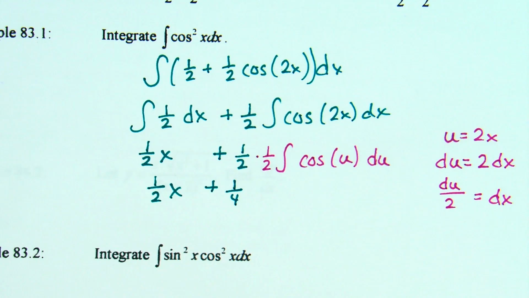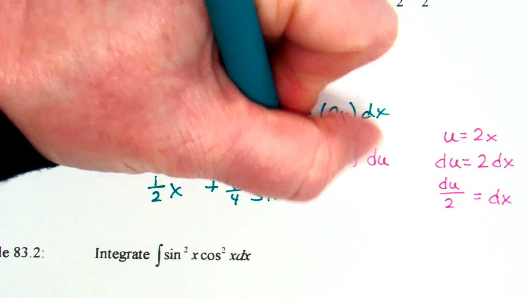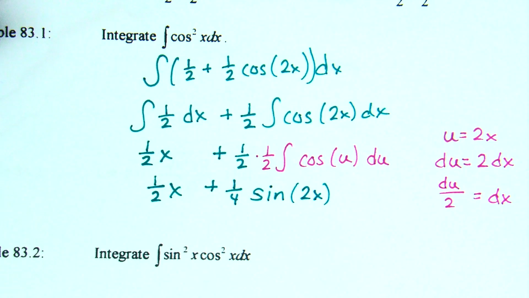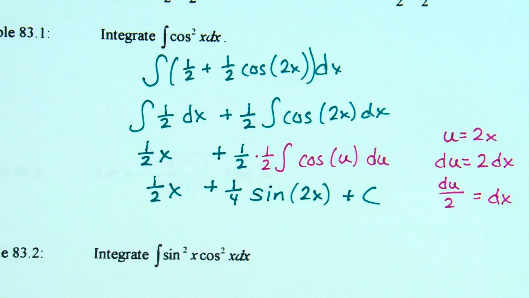What's the integral of cosine of something? Sine of something. And officially it would be sine of u in this case, but if I go ahead and sub it back in, it's sine of 2x. And then it is an indefinite integral, and so we need a plus c.